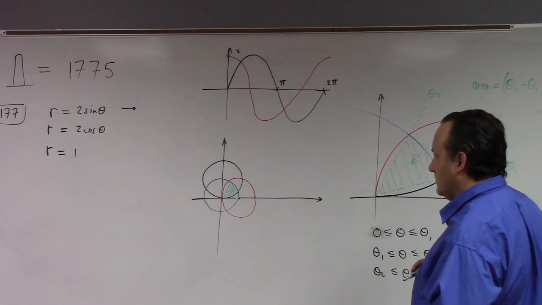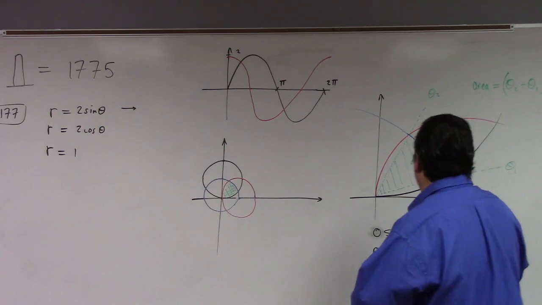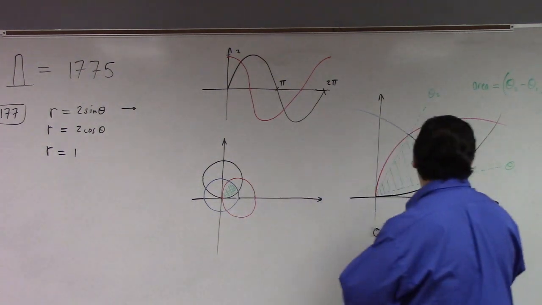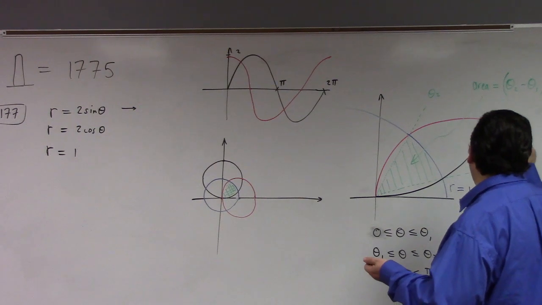Blue is r equals 1. Thank you. All right, so we were both wrong. Let's see here. Good. The black is what? Black is r equals 2 sine theta.